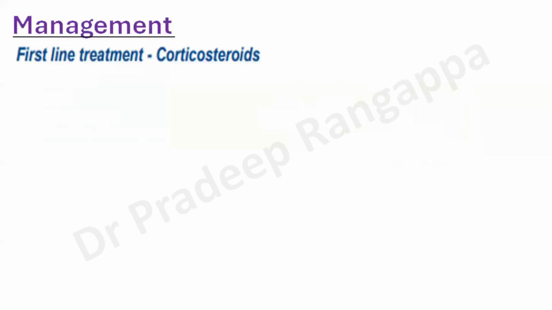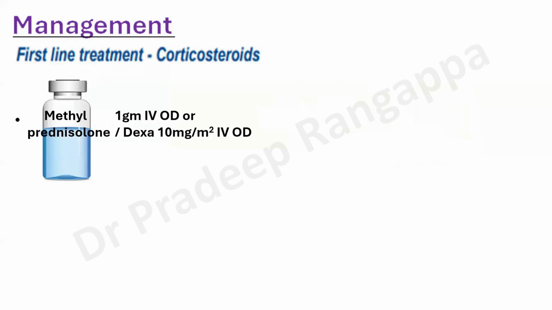For the first line treatment, corticosteroid is the mainstay. The dosage that is suggested is methylprednisolone 1 gram once a day or dexamethasone 10 mg per meter squared once a day. You have to give it for 3 to 5 days and then taper to 1 milligram per kg of prednisolone. Most of them tend to respond to corticosteroids. And in our practice, we have been using dexamethasone as a treatment, and many of them do respond to this.